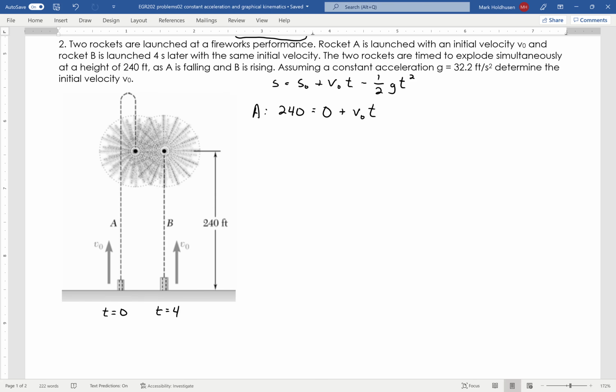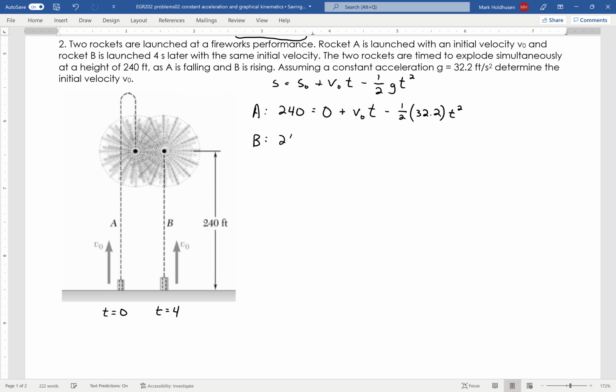Okay, so time is what the time is. And then that's going to be minus 1/2 G, where G is 32.2 for imperial units, times t squared. So again, I don't know the time it takes. I don't know the initial velocity. That's basically what I want to figure out here. What I want is everything to line up with B. So I'm going to do the same equation for B.